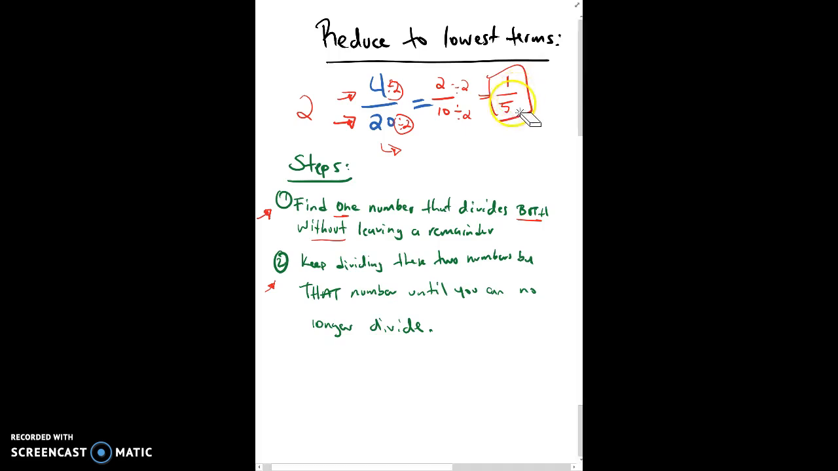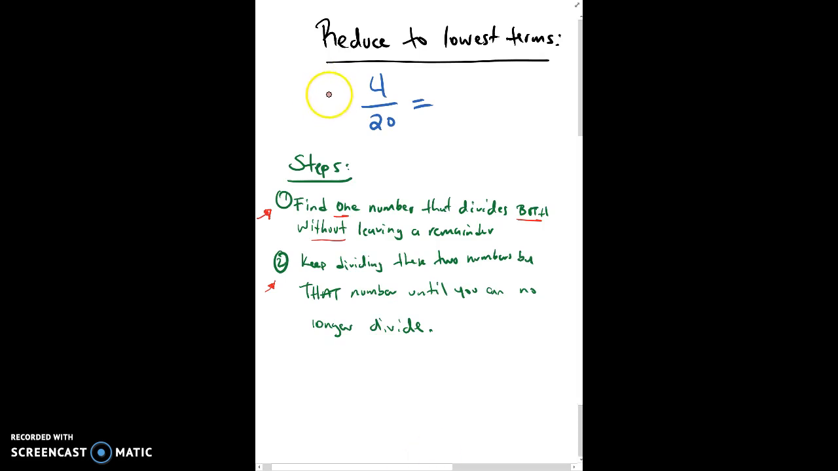Okay, now there are several ways to do this. You could have started out with 2, and that is totally fine as long as you get the answer. Or if you can think of a larger number that can divide both of these evenly, then you'll save a lot of time.